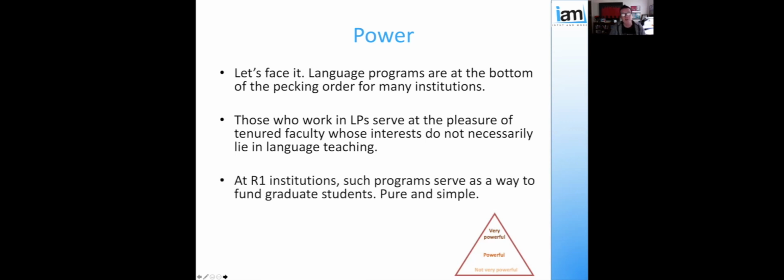So at Research One institutions where the PhD programs reside, language programs serve as a way to fund graduate students. It's that simple. If you don't have a language program, you can't have graduate students. You have graduate students out there, therefore you have a language program, right? And there is tremendous irony in this. So let me share with you my story from Michigan State.